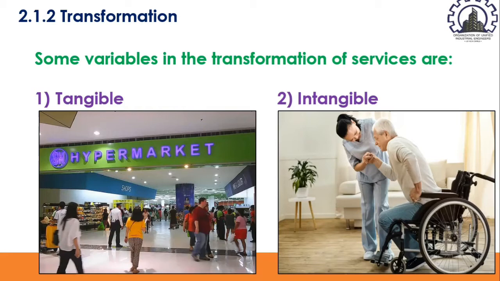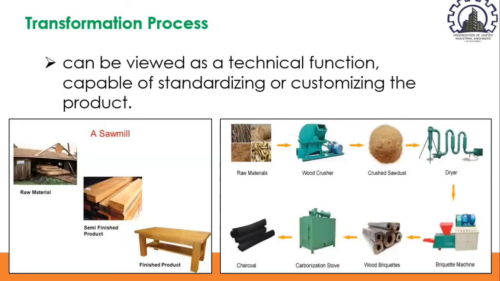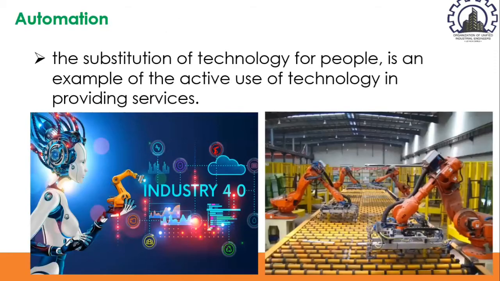So what do we mean by transformation process then? The transformation process can be viewed as a technical function capable of standardizing or customizing the product. Here, companies adapt the transformation process to any of the variations that may be encountered in the operating environment. For example, the service transformation can be rigid, such as the use of ATMs or automated teller machines, or flexible, such as providing human bank tellers. Automation is the substitution of technology for people. It is an example of the active use of technology in providing services.